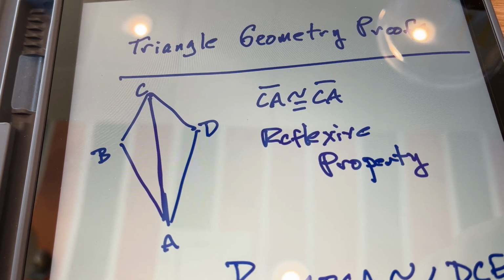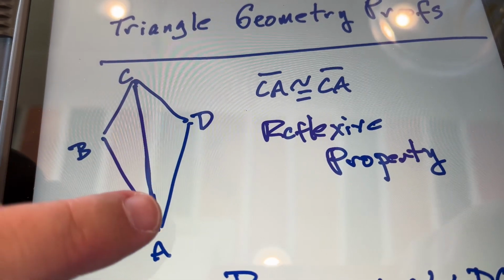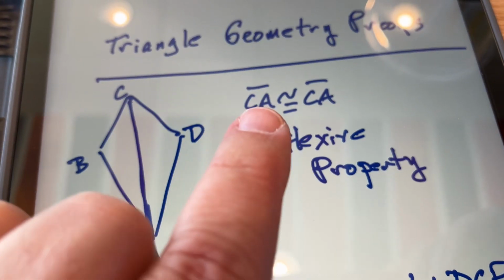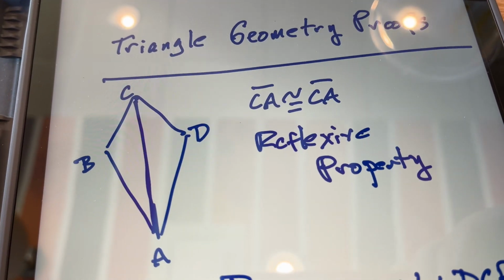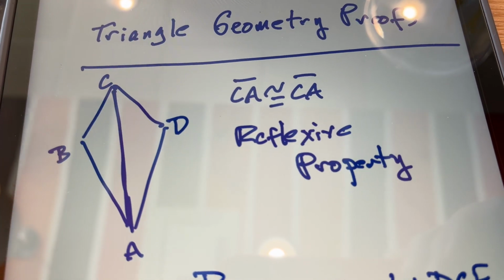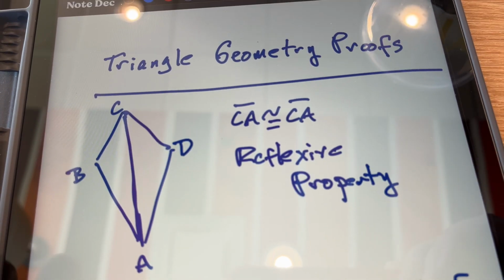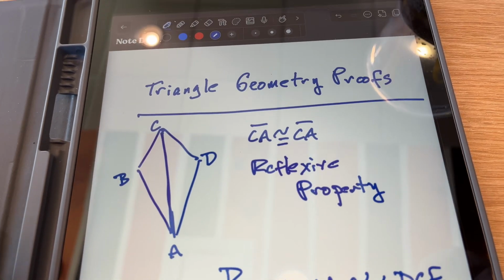So they're going to give you some information, but they probably won't give that to you. You're supposed to know that it is congruent to itself by the reflexive property. So your statement would be that CA is congruent to CA. And your reason for that is the reflexive property. The reflexive property says that something is congruent to itself. All right, so that's one thing.